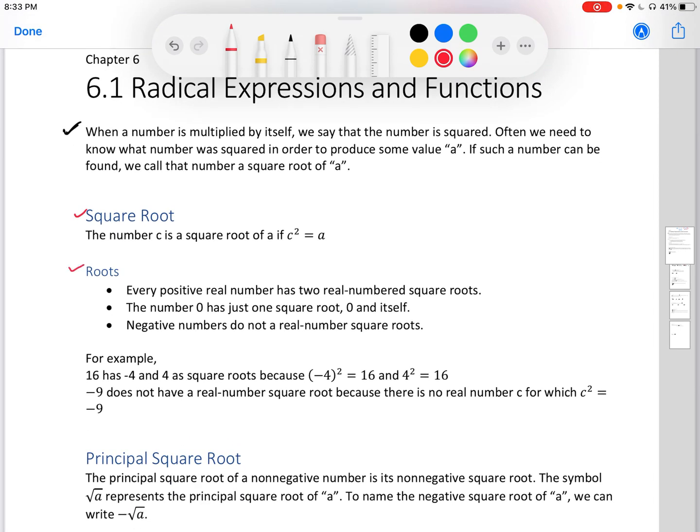Roots. Every positive real number has two real numbered square roots. The number 0 just has one square root, 0 and itself. Negative numbers do not have real numbered square roots. And for most questions, we want real numbers. So keep that in mind as we work through this section.